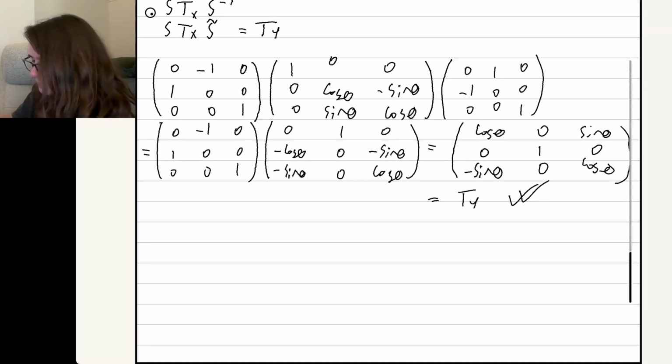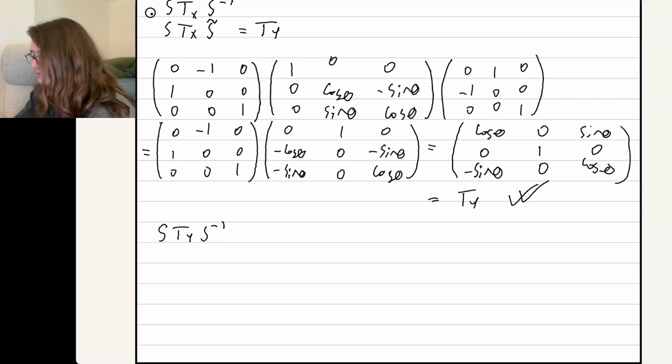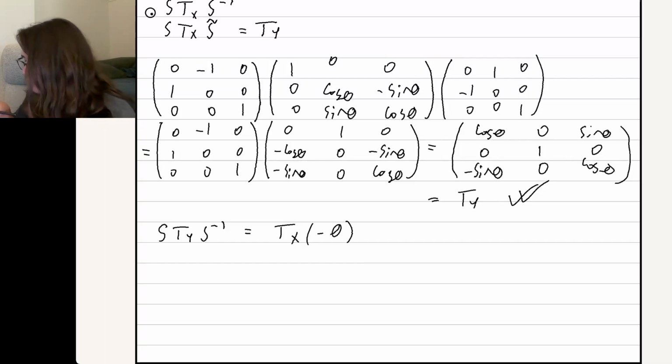Then Griffiths asks, what if we do S T sub y S inverse? So you rotate 90 degrees clockwise with respect to the z-axis. Then you rotate around j hat with angle theta a little bit. And then you rotate 90 degrees counterclockwise around the k hat direction. So it just looks like you're rotating around the x-axis with an angle minus theta is what it looks like.